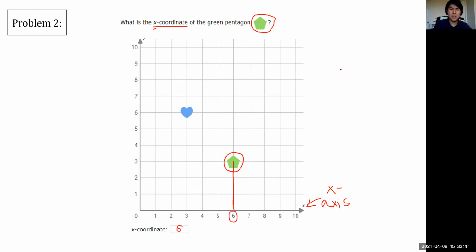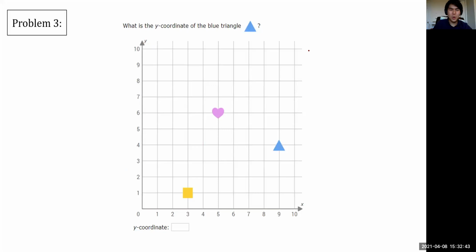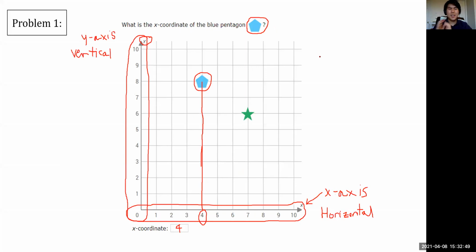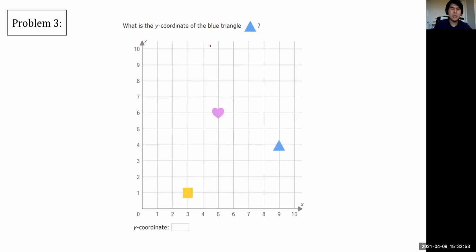Let's move on to problem 3. What is the y-coordinate of the blue triangle? In the previous 2 problems, it was asking us what is the x-coordinate. Now we need to find out what the y-coordinate is. Because of this, we are not looking at the x-axis for this problem, but we are instead going to look at the y-axis in order to determine our answer.